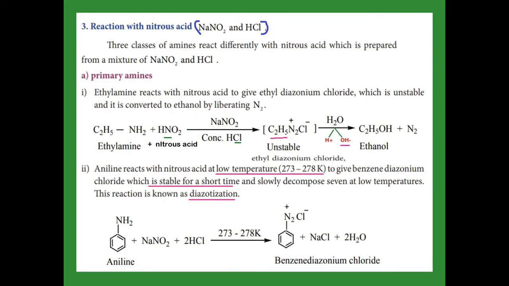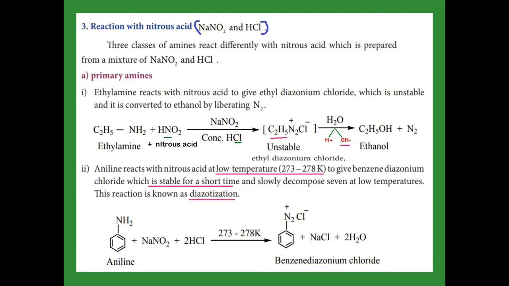Reaction with nitrous acid: we get the nitrous acid when sodium nitrite is reacted with HCl. Now see the primary amine. For example ethylamine, we are going to take, that is reacted with the nitrous acid. How do we get nitrous acid? When sodium nitrite is reacted with concentrated HCl. Then the ethylamine has 2 hydrogens, and the 2 hydrogens are removed as 2 moles of water, taking the 2 oxygens from nitrous acid and 1 hydrogen from HCl.